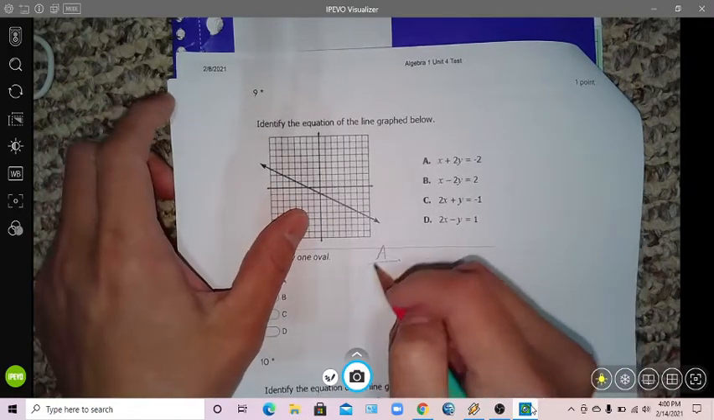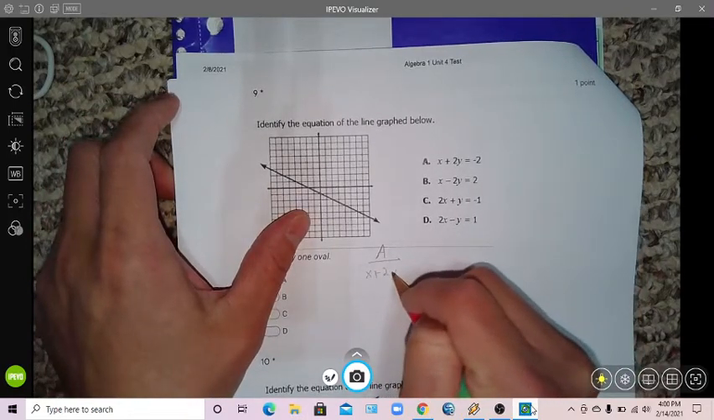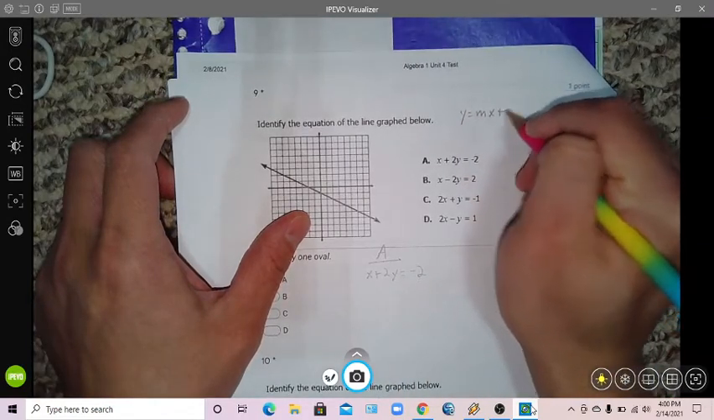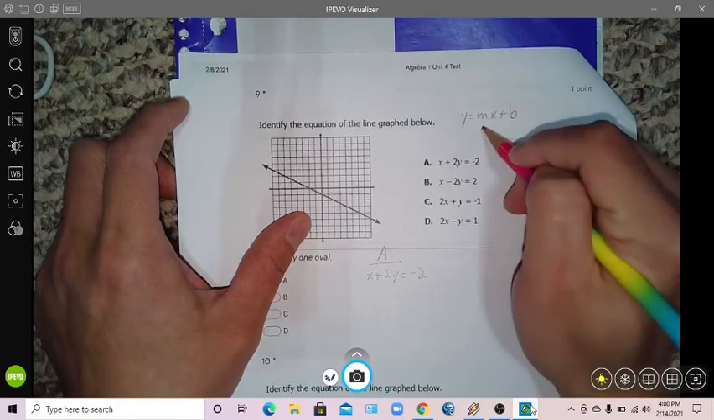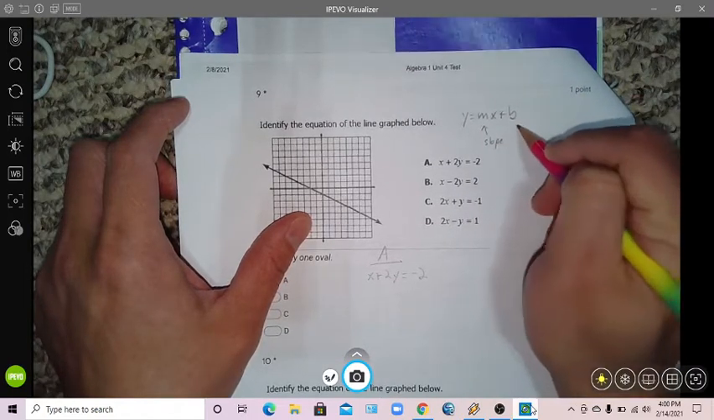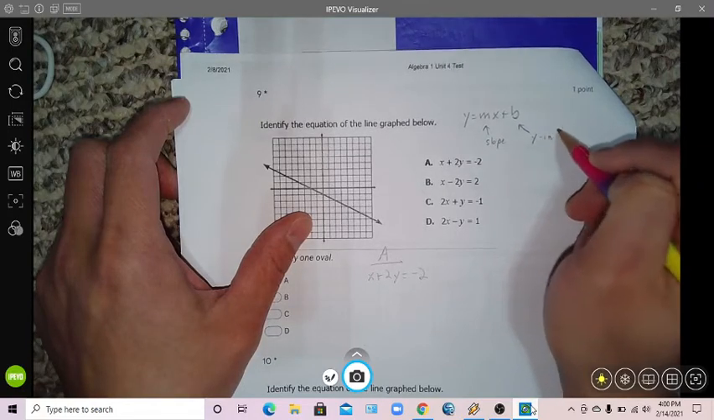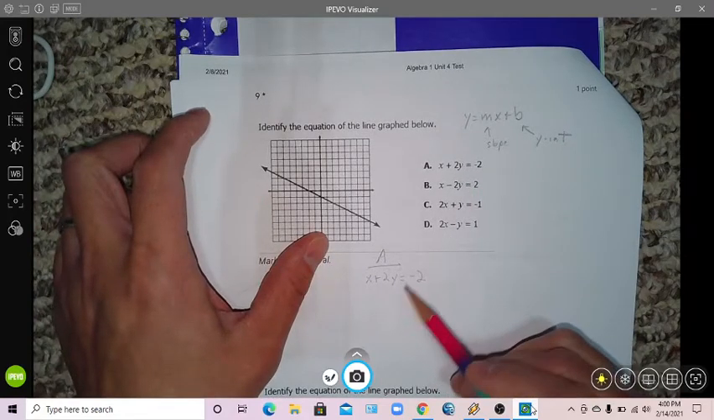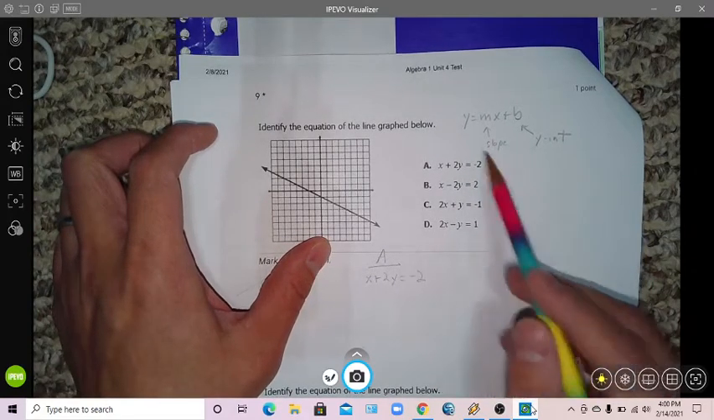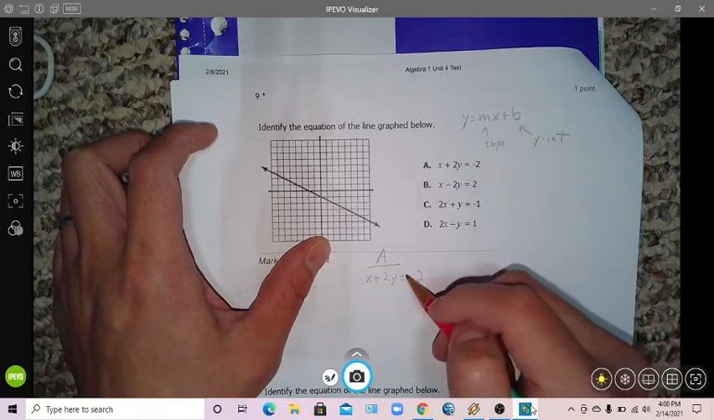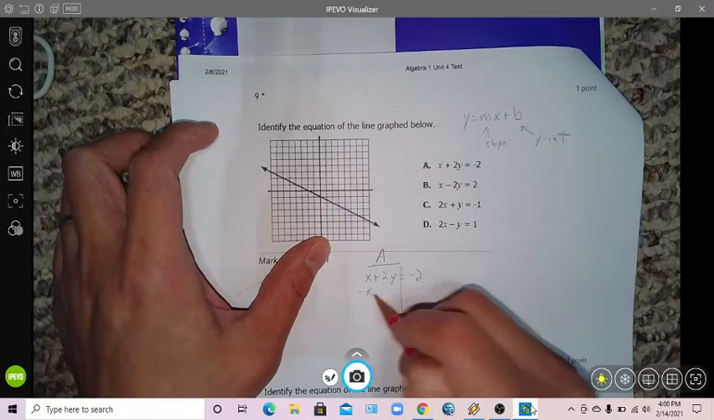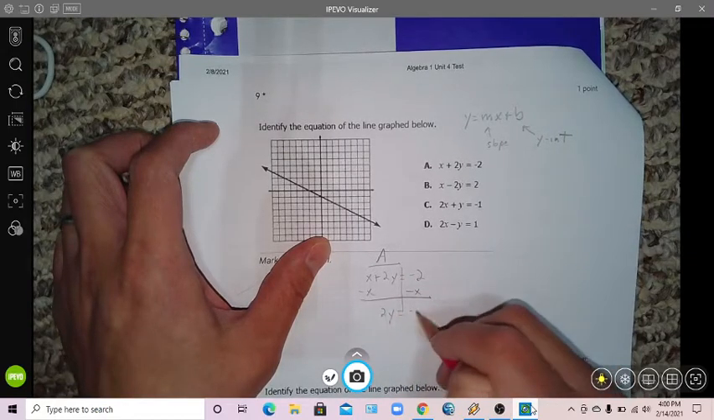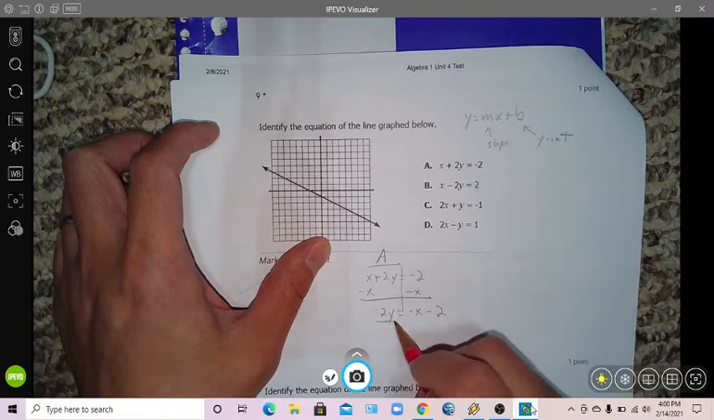Write x plus 2y equals negative 2. Again, I want y equals mx plus b, where m is the slope and b is the y-intercept. So there's A, just copied over. Let's solve it for y and see if it matches this graph. I'm going to subtract x on both sides. So I have 2y equals negative x minus 2, and then I divide by 2.